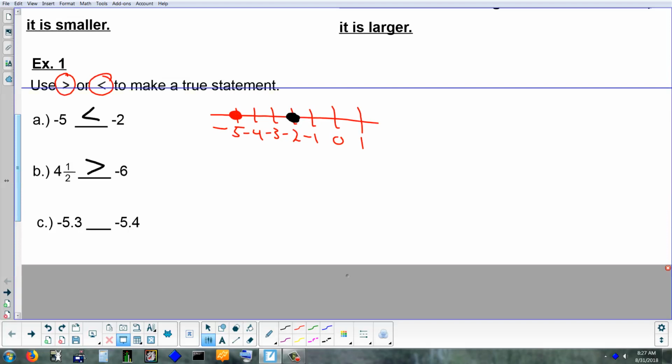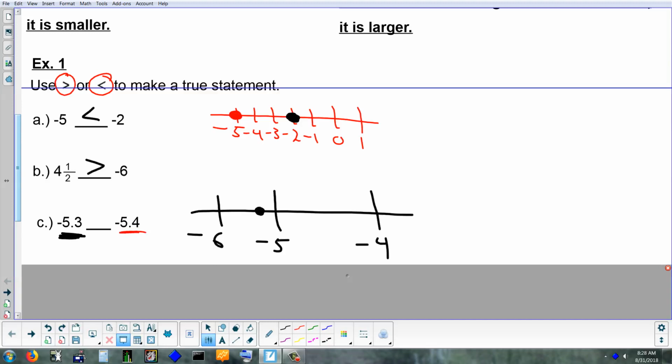All right, so these are close. -5.3 and -5.4. If we had a number line, let's do -6, -5, -4. Where is -5.3? Is that to the left of -5 or is it to the right? It'd be to the left, towards the windows, right? Okay. So -5.3 might be about right there.